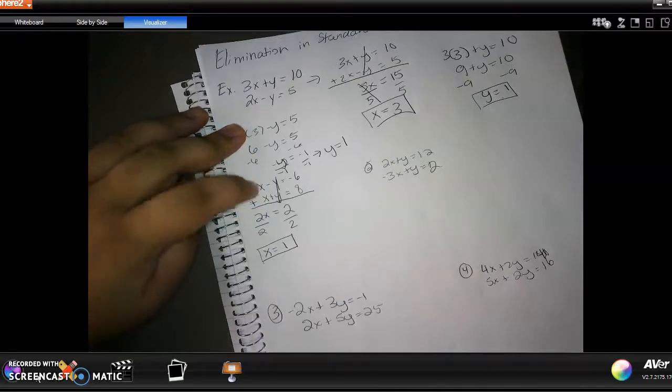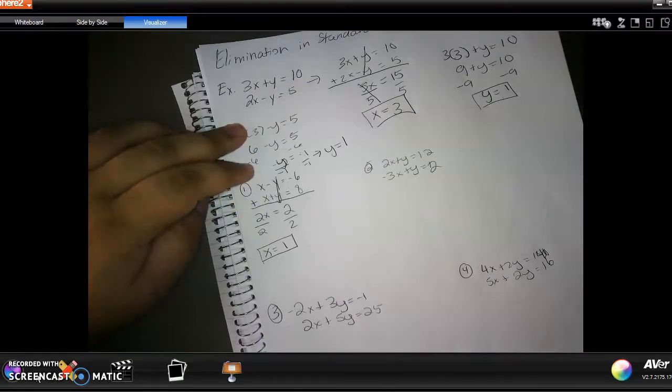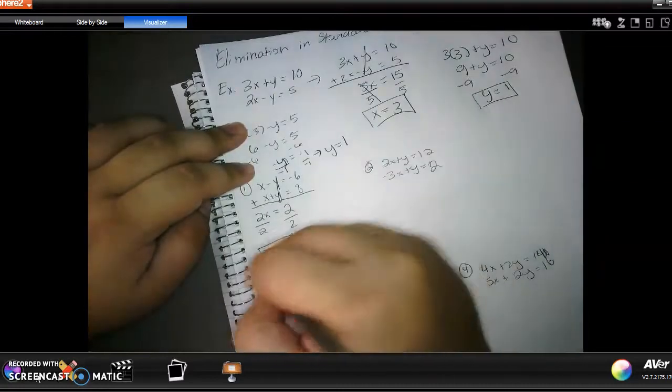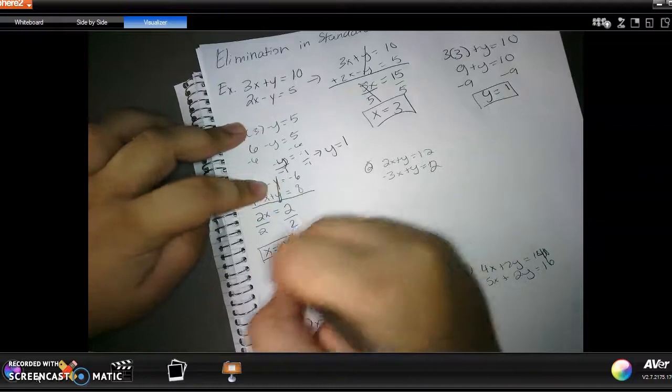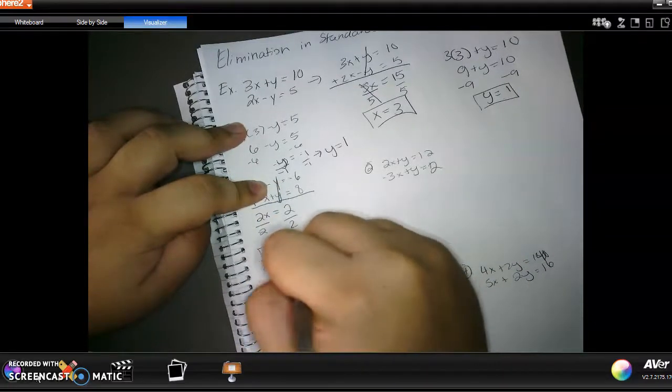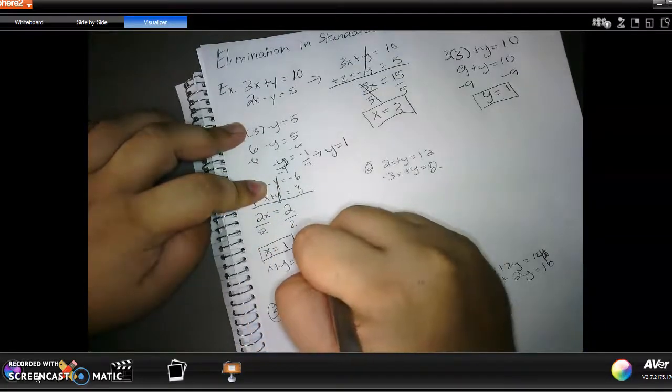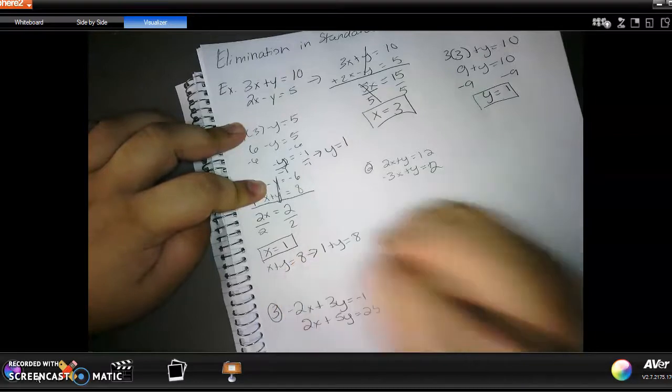Now I'm going to take one of these two. Doesn't really matter which one, but I will go ahead and do the bottom one. So I have x plus y equals 8. Anywhere I see an x, I'm going to put a 1. So I do 1 plus y equals 8.